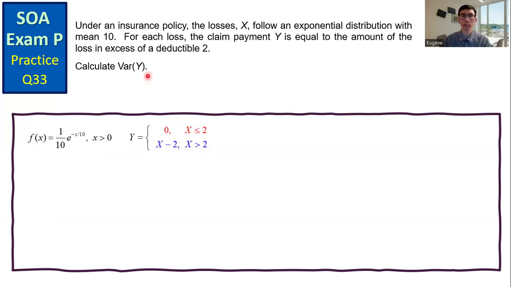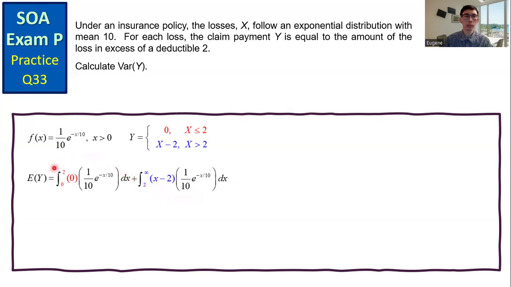First, we compute the expected value of Y. The first part of the PDF of Y, where the claim payment is 0, the expected value of Y has the following expression. The integration from X equals 0 to X equals 2. The integrand is the claim payment 0 times the PDF of X and then dx. The second part, where the claim payment is X minus 2, we take the integration from X equals 2 to X equals infinity. And then the integrand is the claim payment X minus 2 times the PDF of X dx.